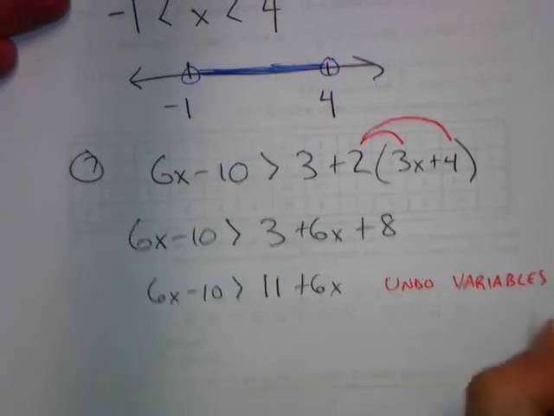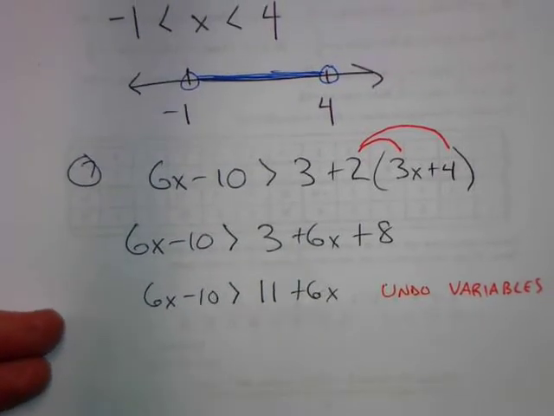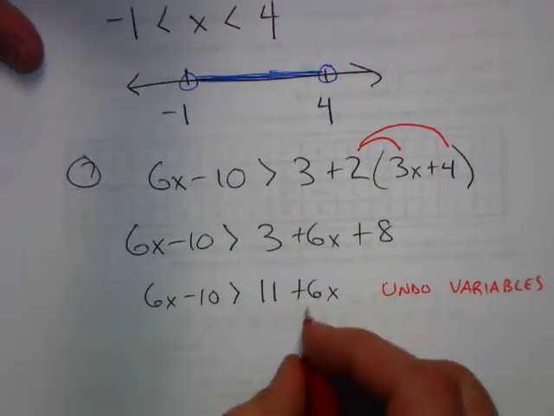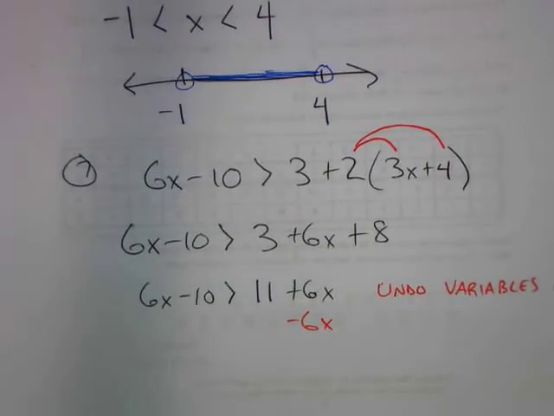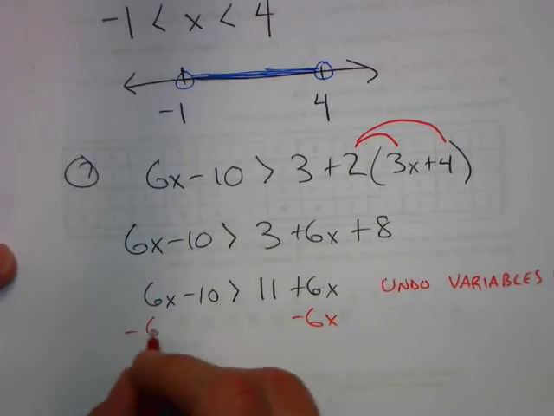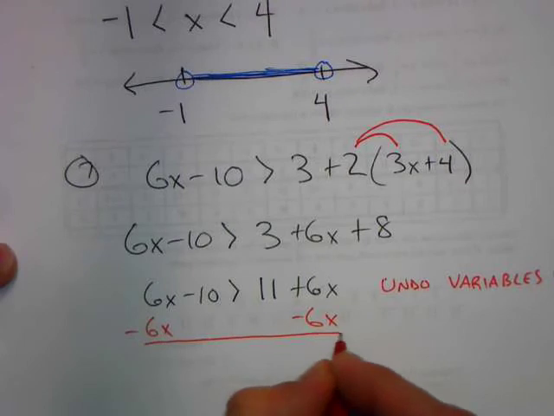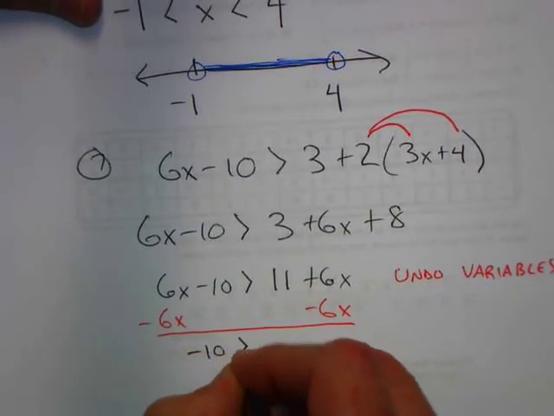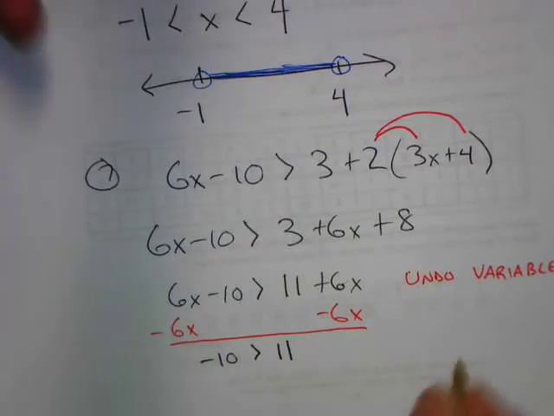So we're going to either undo the 6x here, or we're going to undo the plus 6x over here. Either way, we're going to take away 6x. So if we take away 6x from one side, we have to take away 6x from both sides. That way, we keep it balanced. On this side, we'll be left with -10. On this side, we'll be left with 11.